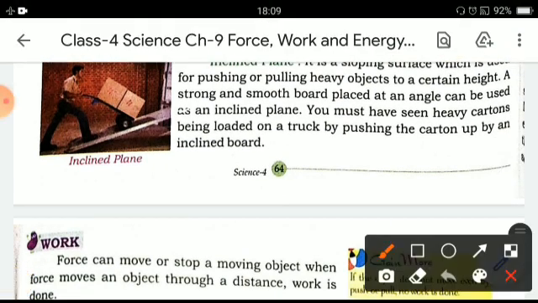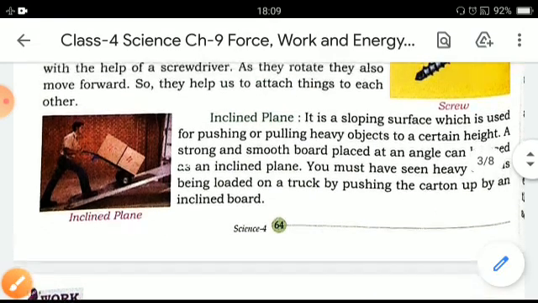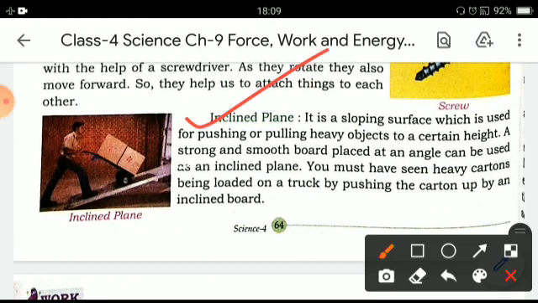Next, another simple machine is inclined plane. It is a sloping surface which is used to push or pull heavy objects to a certain height. You can see inclined plane. A strong and smooth board placed at an angle can be used as an inclined plane. And you must have seen heavy cartons being loaded on a truck by pushing the carton up an inclined board.